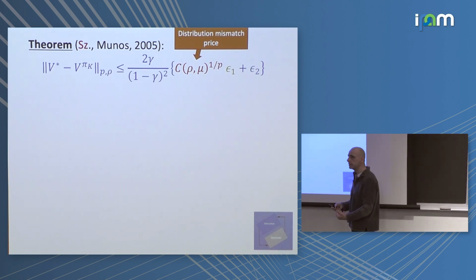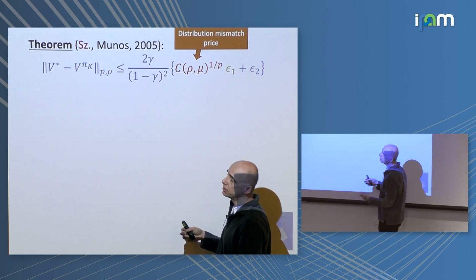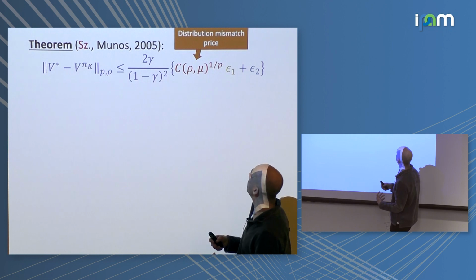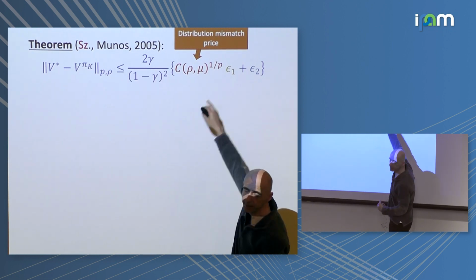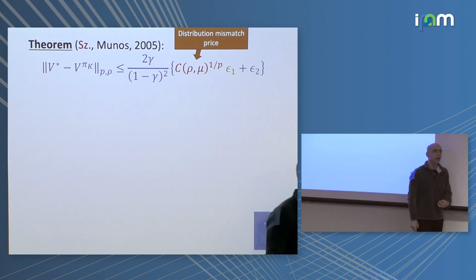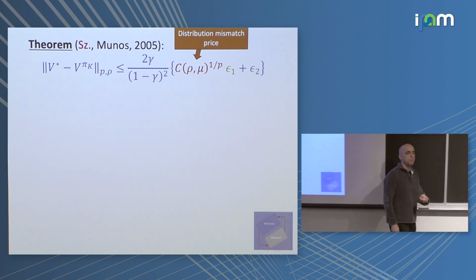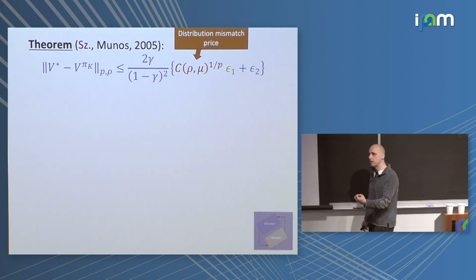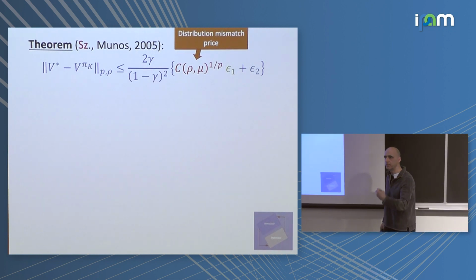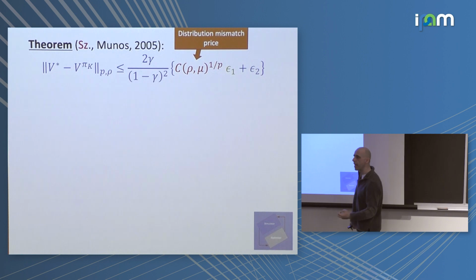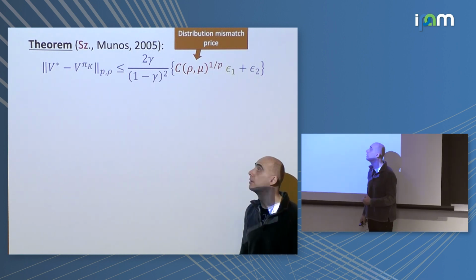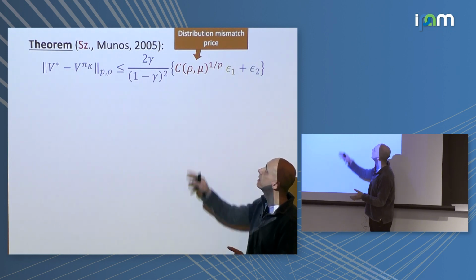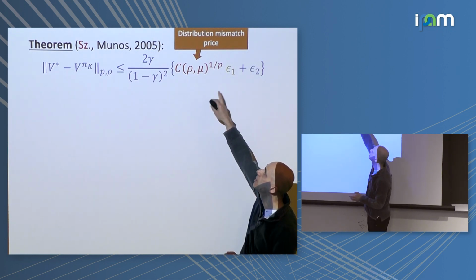And as a result, a similar error bound is going to hold for this new objective, except that one of the errors is going to be blown up by some quantity which depends on the discrepancy between the measure with respect to which you're measuring performance, that's rho, and the measure that you're using during learning. And somehow the policy is also going to play a role there.